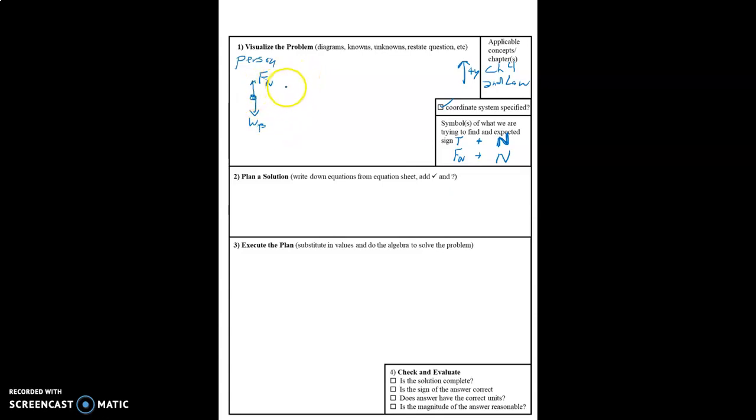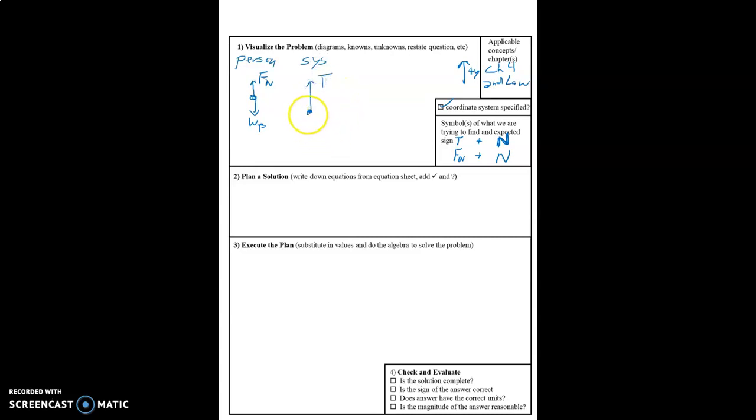Now, tension doesn't show up on there, and tension is what we're trying to find. Well, it's one of the things we're trying to find. We're also trying to find a normal force. And so we need to draw at least one more free body diagram. So we'll draw a free body diagram of the system.